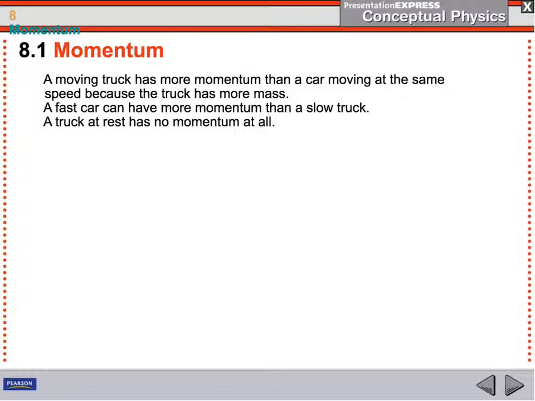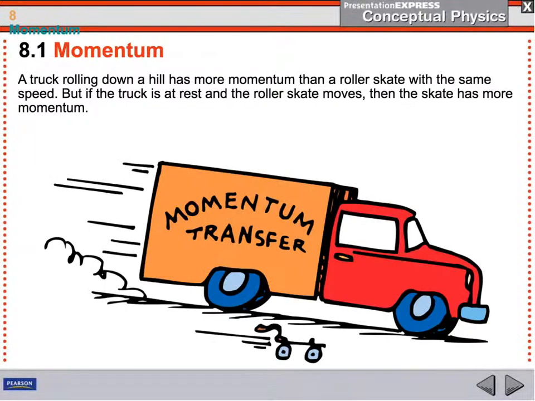A moving truck has more momentum than a car moving at the same speed because the truck has more mass. A fast car can have more momentum than a slow truck. A truck at rest has no momentum at all. A truck rolling down a hill has more momentum than a roller skate with the same speed. But if the truck is at rest and the roller skate moves, then the skate has more momentum.